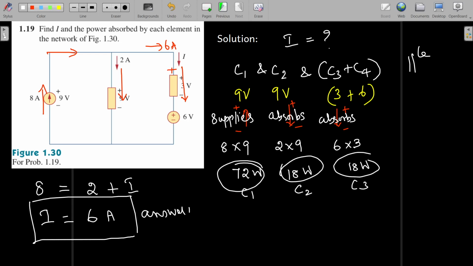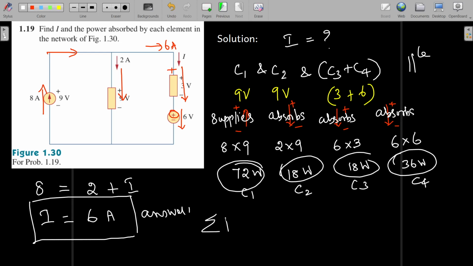Then you go for the C4. Into the C4 also the current 6 amps is entering into this plus terminal, right? So it is also moving like this. Current is flowing from plus terminal to the minus terminal. How much current is flowing? 6 amps current is flowing. So here also it is absorbing the power. The C4 is absorbing the power. How much power? That current 6 amps multiplied by the 6 volts, so that is equal to 36 watts. Okay. This is by the C4, right?